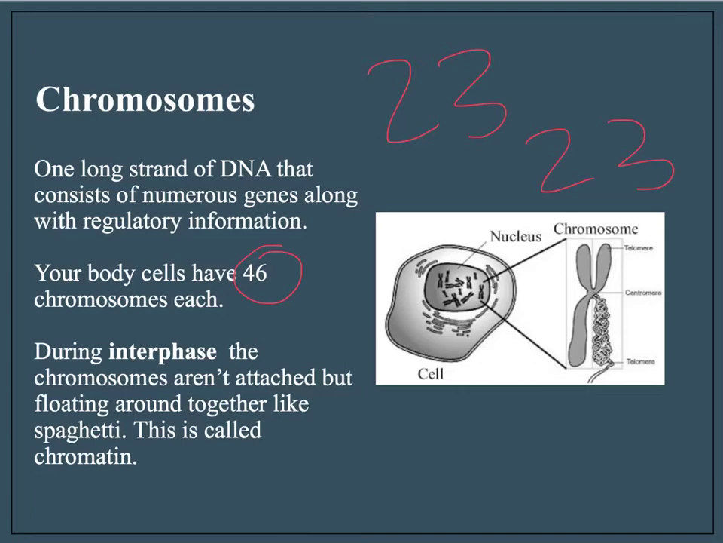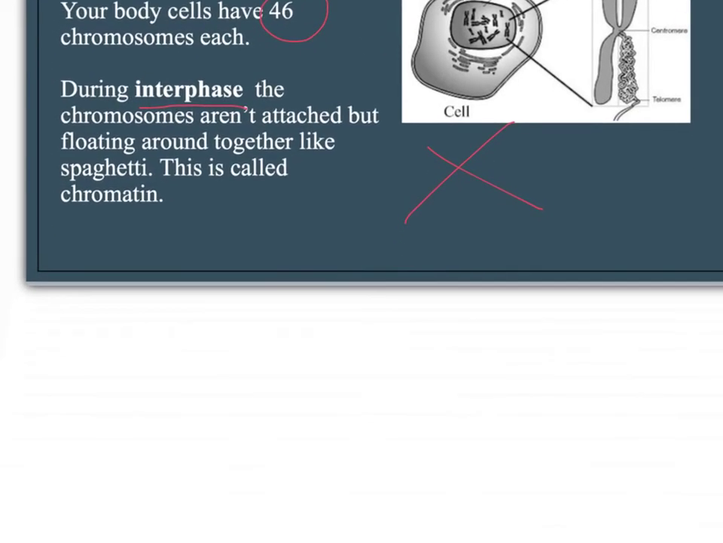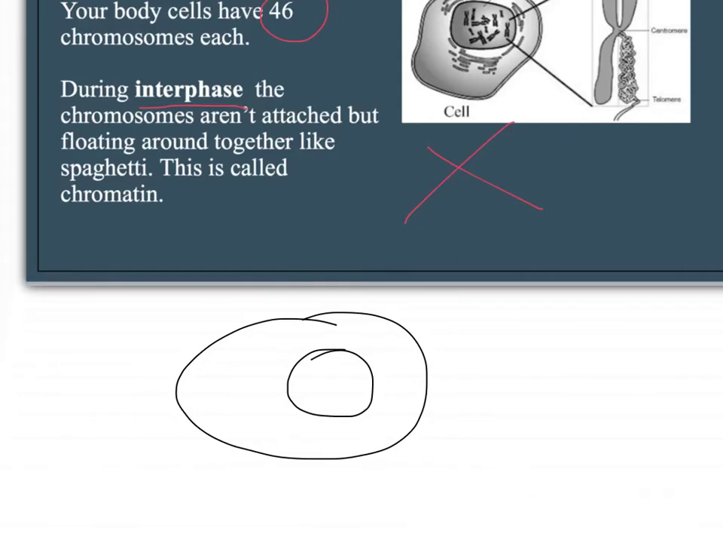So we all have 46. Chromosomes we usually show like this with an X. Now, during interphase, our chromosomes inside of our cells basically look like a bowl of spaghetti. So here's the cell, and here's the nucleus, and the other parts are here. They're in there like noodles, all like a bowl of spaghetti. They're kind of unorganized, but they are ready. This is during interphase.